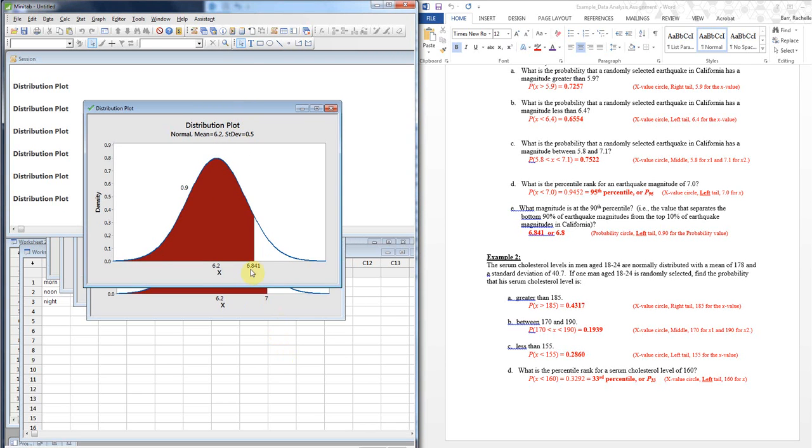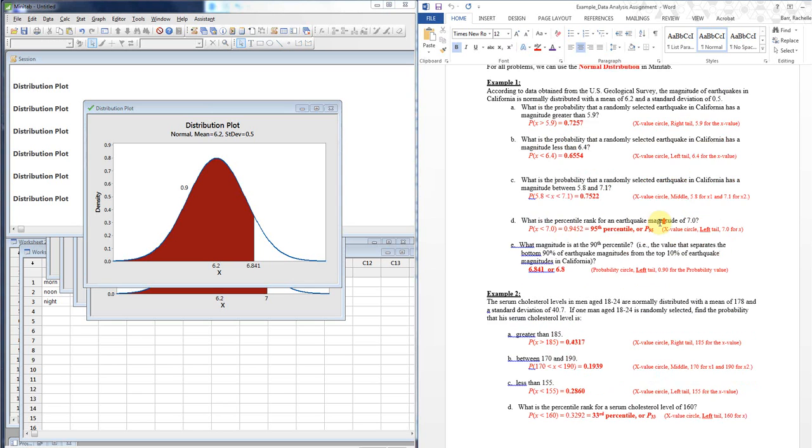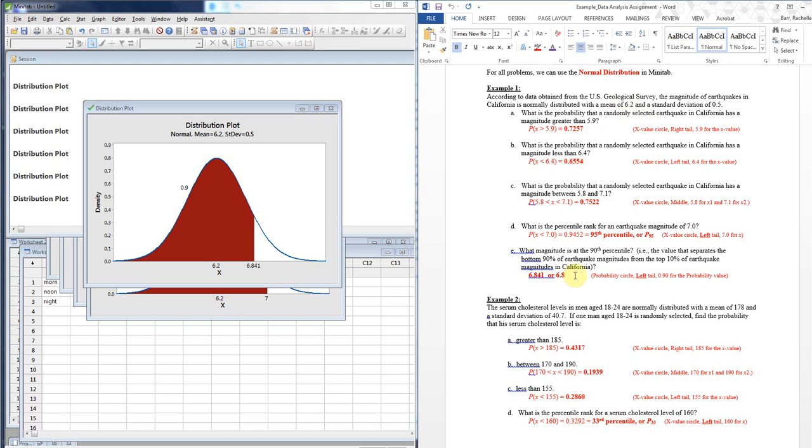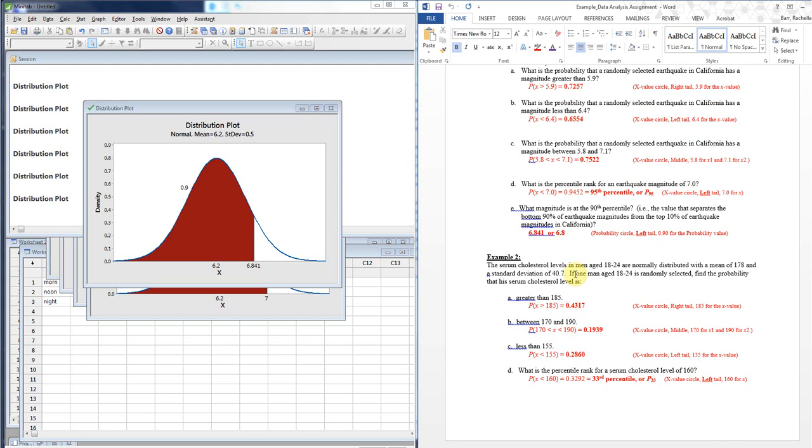And it appears that the 90th percentile is at about 6.841, or 6.8 if you're rounding. And this choice of rounding to 1 decimal place is because if you look back at all of my scores for magnitude, they're all 1 decimal place. Anyway, let's do example 2.